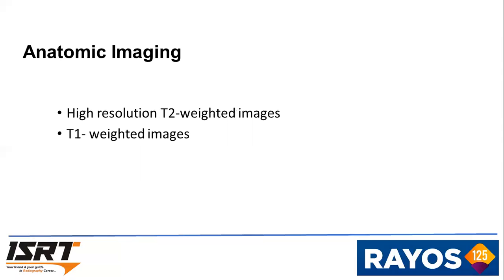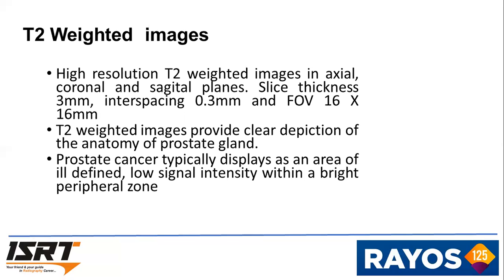Now coming to the anatomical imaging of MRI prostate, there are high resolution T2 weighted images and T1 weighted images. In the case of T2 weighted images, higher resolution T2 weighted images in all three planes, that is axial, coronal and sagittal planes, are taken. Slice thickness preferred is 3 mm with an interspacing of 0.3 mm and a FOV of 16 into 16 mm.